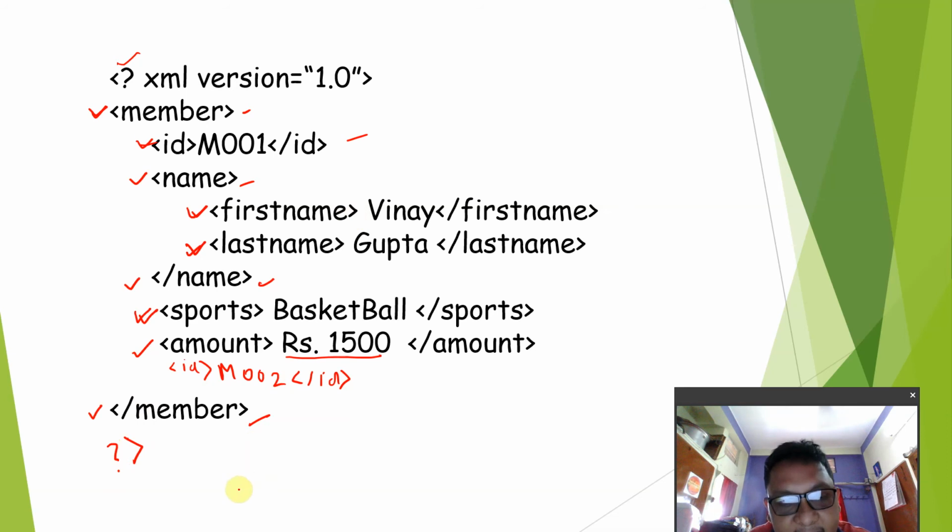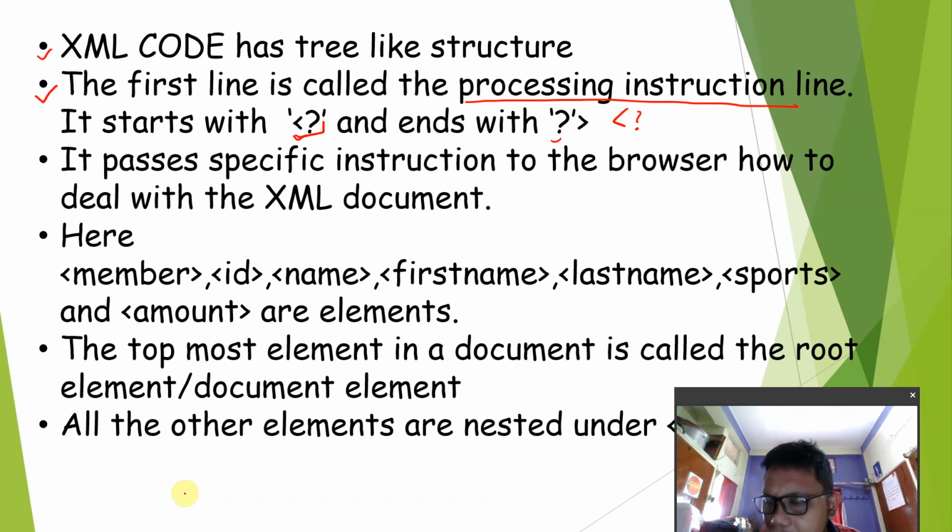So when the last question mark is received by the parser, it basically stops the scanning there, and it shows that the XML code has been scanned by the parser and converted to displayable information. All right, so it is quite easy to understand. I hope you all are understanding the points that I am explaining. As you can see in the third point, it passes specific instruction to the browser on how to deal with the XML document.